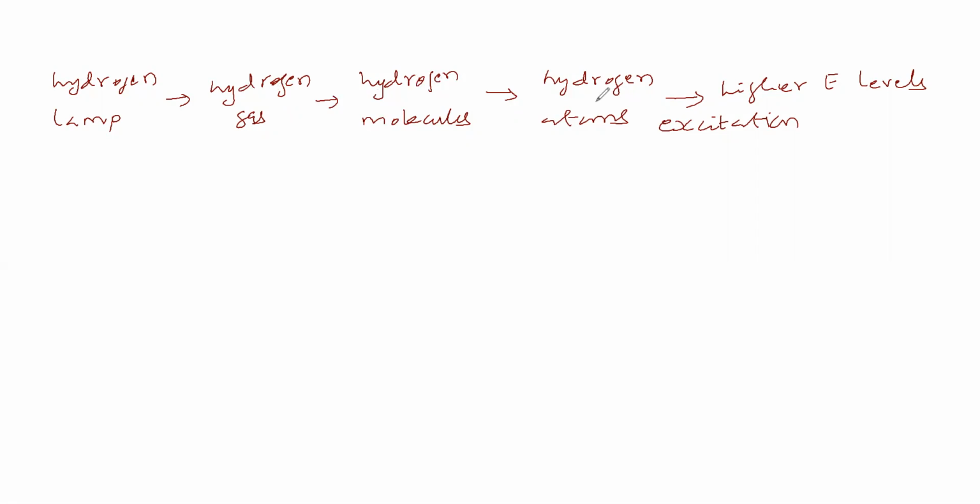Those atoms, in those atoms, electrons absorbing quanta, they are absorbing quanta in the sense they will go to higher energy levels. Now, do we say that all the electrons absorb exactly one quantum only? That we cannot say. So different electrons will absorb different numbers of quanta and go to different higher energy levels.